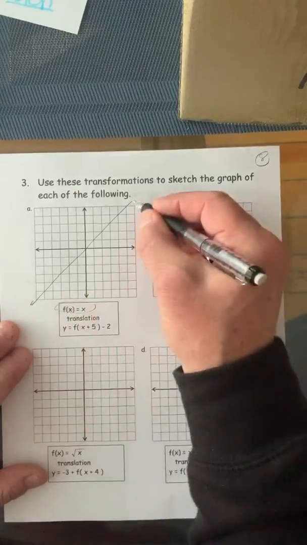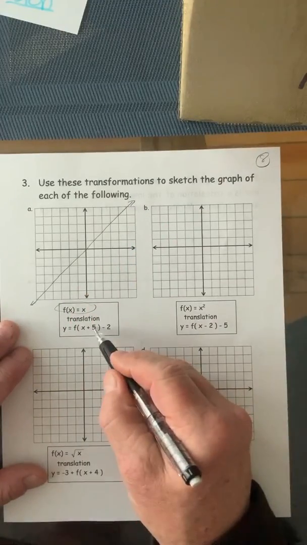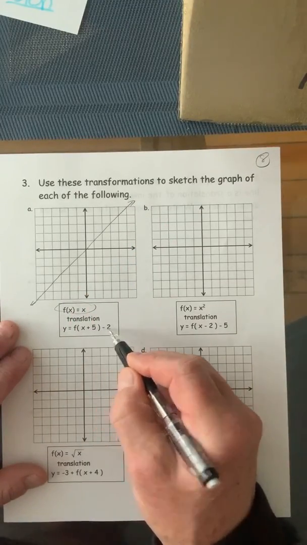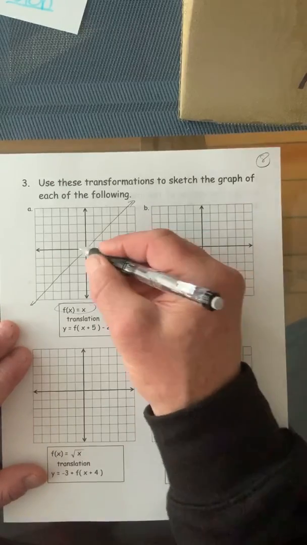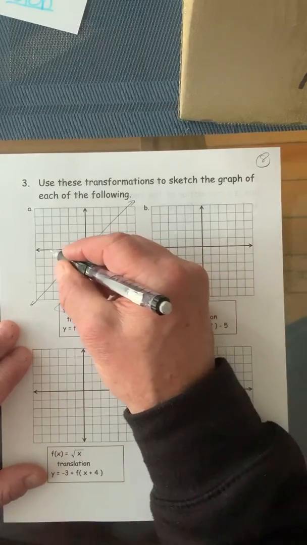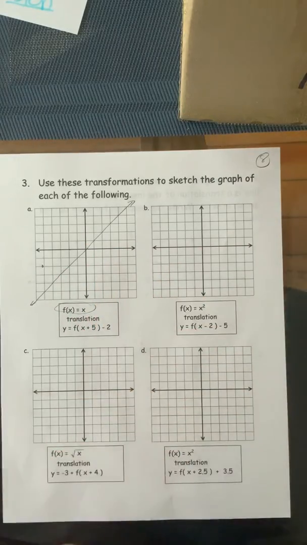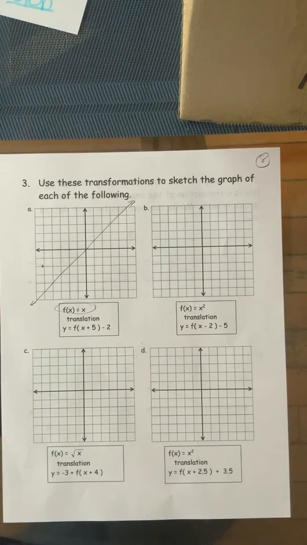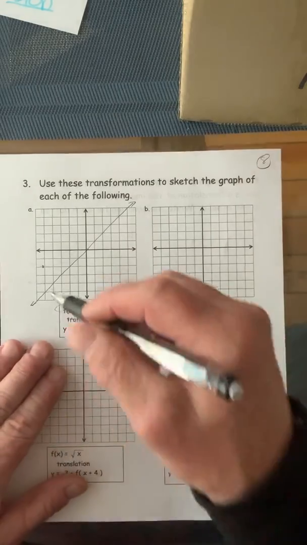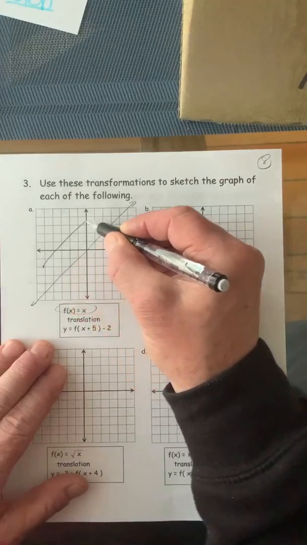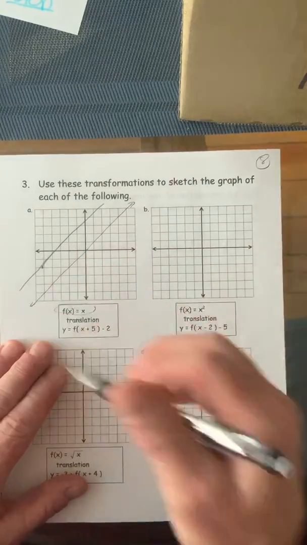Okay, arrowheads, arrowheads. This one here, over 5, down 2. 5 to the left, 2 down. Now you can do this different ways, but it is a straight line, so my result will be a straight line. I'm looking for a ruler, to tell you the truth. I don't have one. So it will be a straight line parallel to the one I just drew.